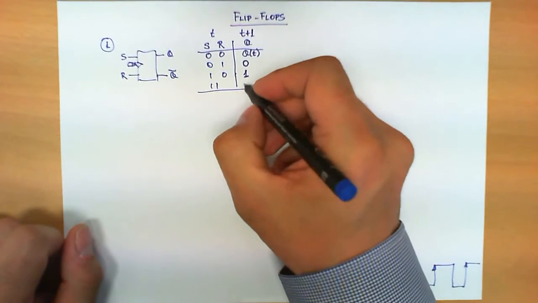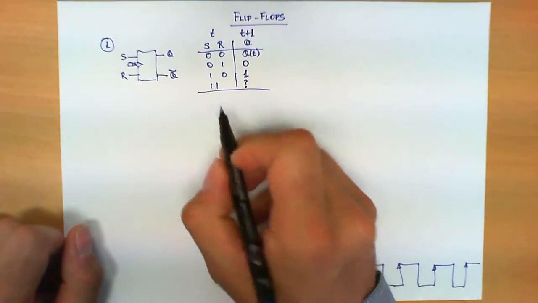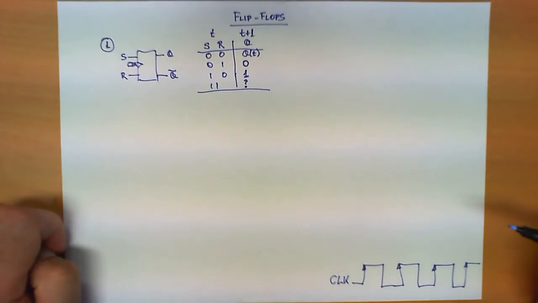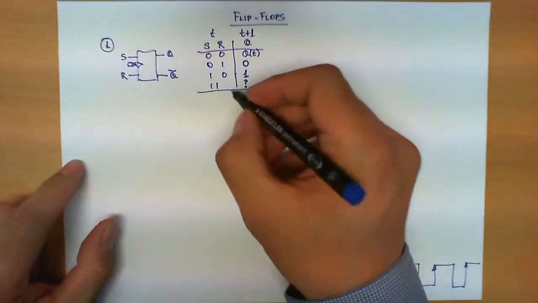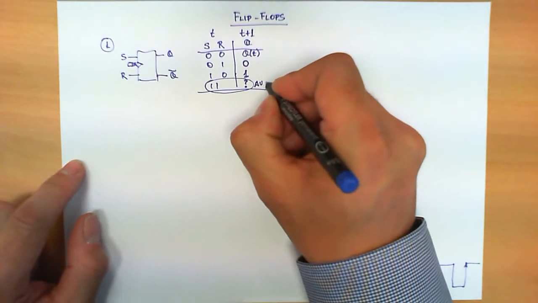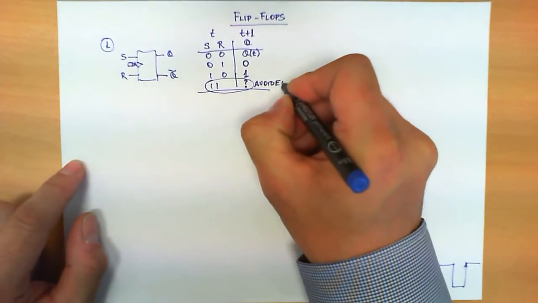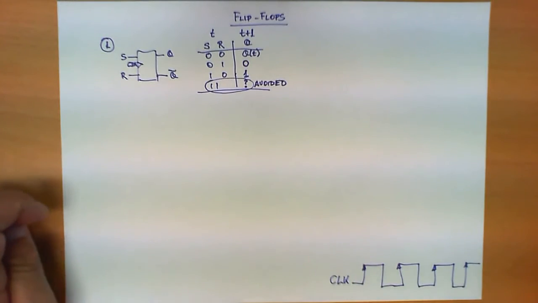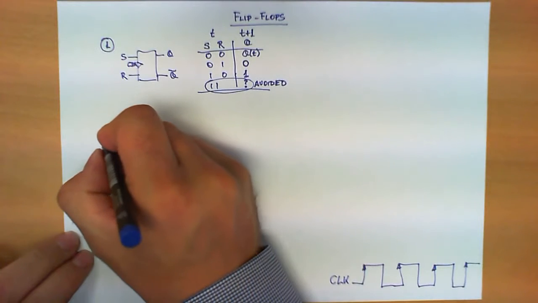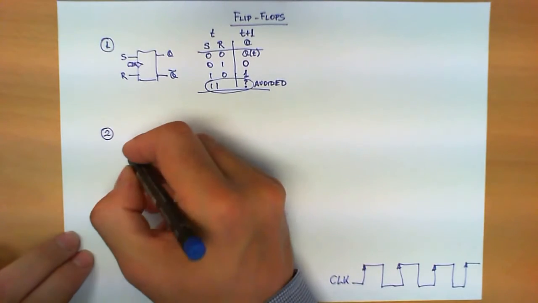latch or flip-flop has a very interesting property, which is when both inputs are 1, the output at the next time cannot be predicted. In other words, basically this case should be avoided. Okay, so after looking at this, we're going to see 2 more types of flip-flops which are similar.